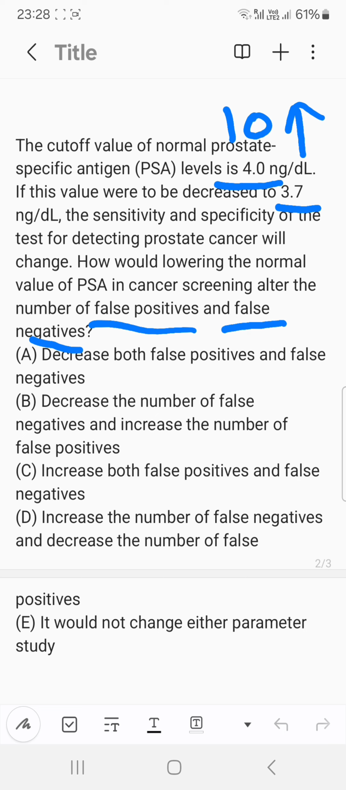How about false negatives? Since we are having a low cutoff, we are actually picking more people with the disease, and we are reducing the false negative. False negative means what? They have the disease, but the test has excluded them. Now the cutoff is low, the test actually includes them. So here what happens is there is a decrease in false negative but an increase in the number of false positive.